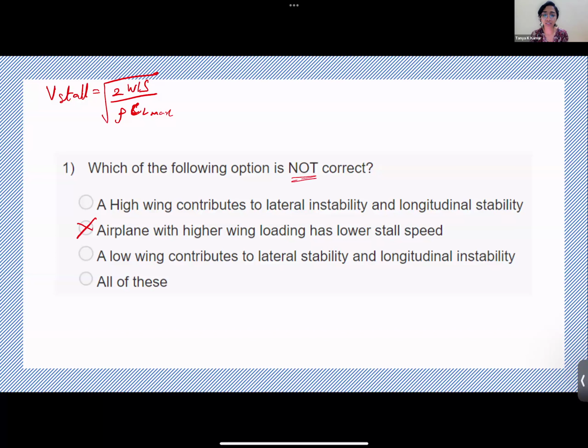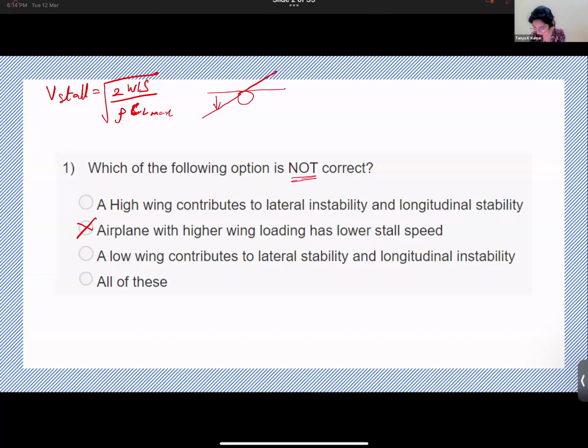And as far as low wing and high wing configurations are concerned, we've discussed their lateral stability and instability quite a few times. Let's just briefly go over it. So when a high wing configuration is subjected to a gust, the oncoming velocity impinges here.